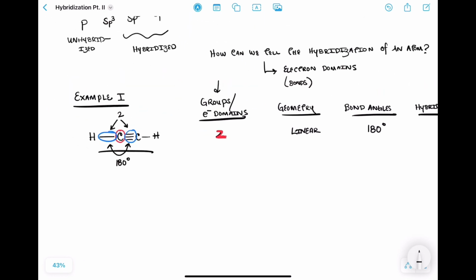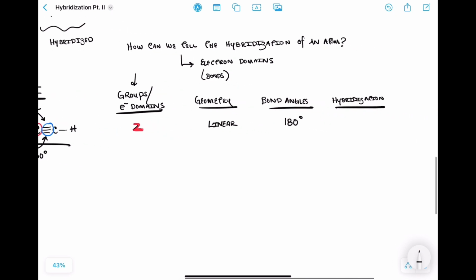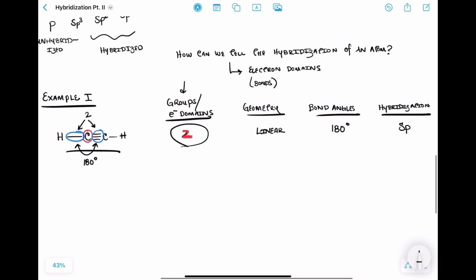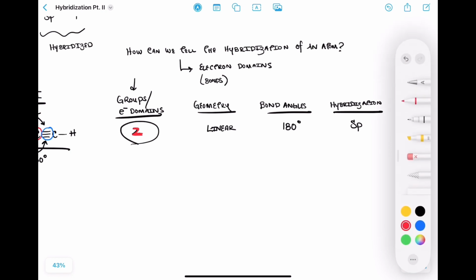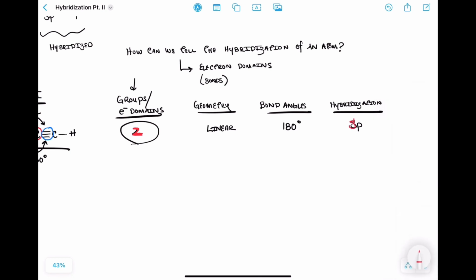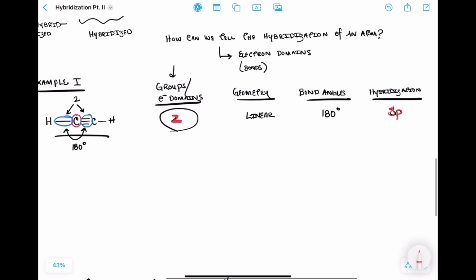And so the hybridization, when an atom has two groups around it, it's going to have sp hybridization, right? So whenever we have two electron domains around something, it's going to have sp hybridization. Now let's do another example. Let's do something with three groups around it. And so let's talk about this oxygen. Or another example could be this carbon.